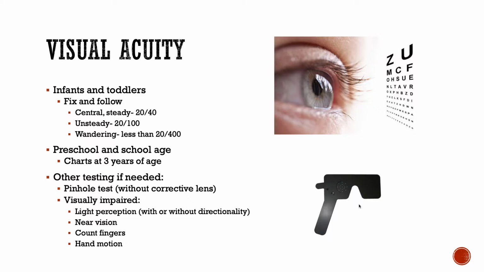For those that are visually impaired, understanding what their baseline is, so are they more nearsighted? Can they only see hand motion? Can they only do fingers? That kind of helps too from a visual screen standpoint as well.